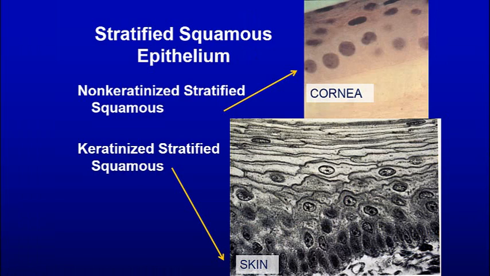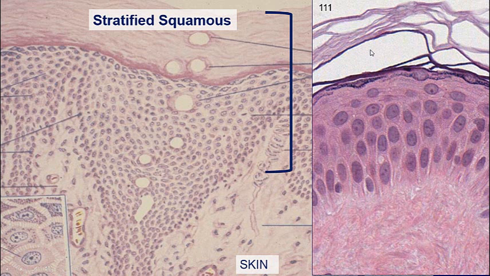Then we have stratified squamous. So the flattened cells on the surface can be keratinized, as we see in skin where you touch the air, or non-keratinized like you see in the cornea of the eye. So stratified squamous, this is what we see. These are the layers. They have division of cells right at the epidermis-dermis junction, and these cells ultimately are sloughed off at the top. And we can see desmosomal connections. You can see here and here as cells are connected by the desmosomes.